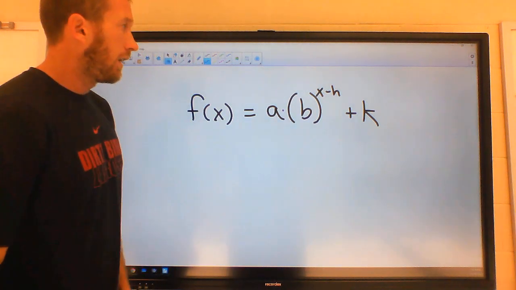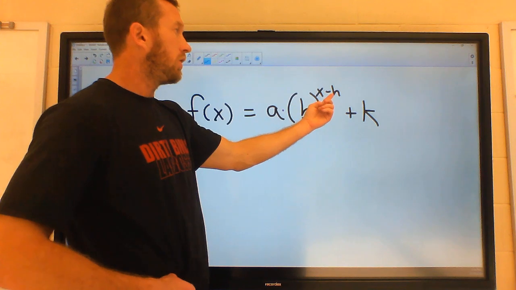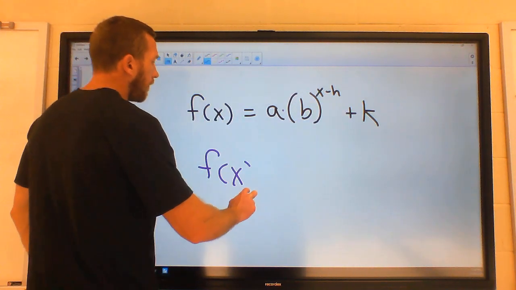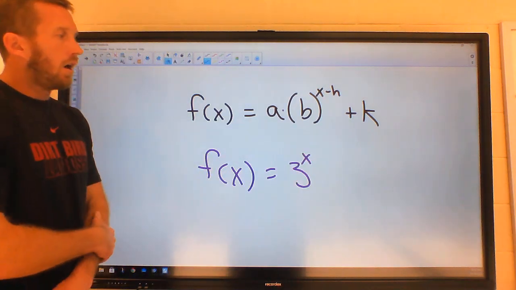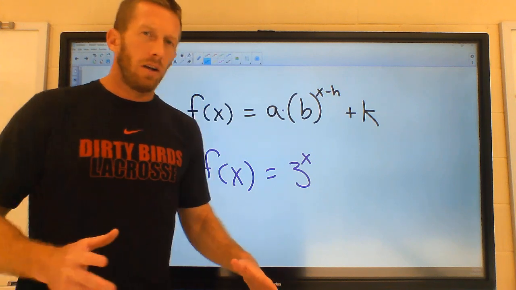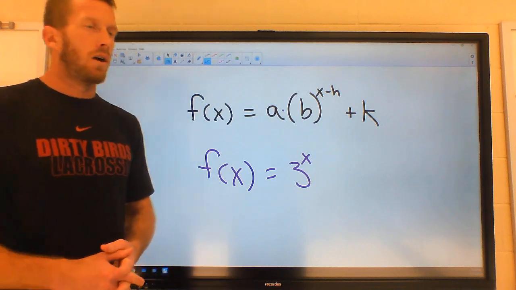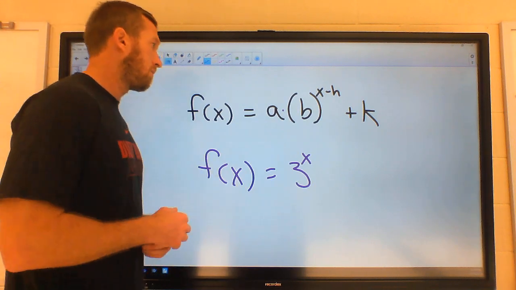Now, numerically, there does not have to be an a value, there does not have to be an h or a k, right? We could just have something like this. F of x equals some number raised to the x power. The whole concept here is what makes this an exponential function is that our variable is now in the exponent, okay? So all of our exponential functions have the variable in the exponent.